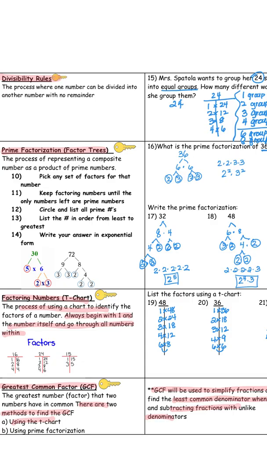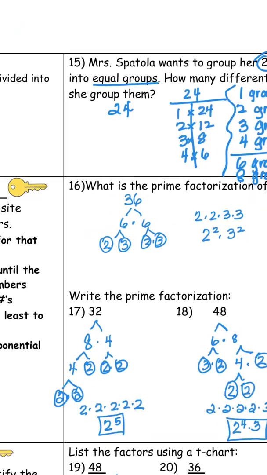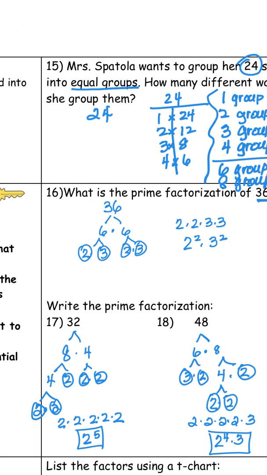Again, continuing with divisibility rules. For number 15, they wanted to know how many different ways I could group students. Interesting with this particular one, when we're looking at 15, we notice that it is a T-chart. But for that particular question, you want to make sure that you go 1 group of 24, 2 groups of 12, 3 groups of 8, 4 groups of 6. But then you can turn it around for that particular question.